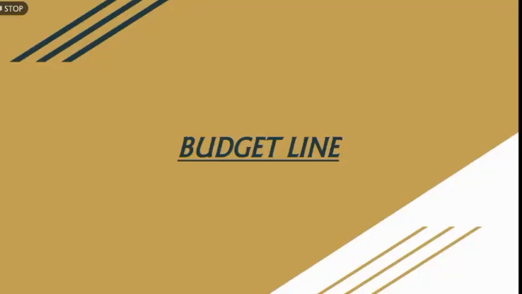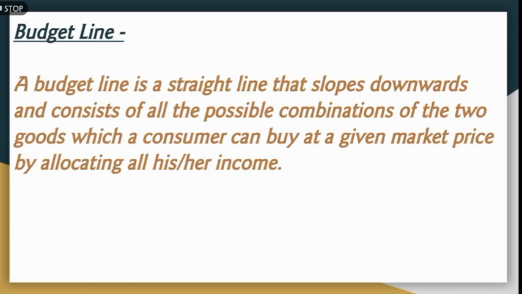Hello students, as we have already seen the concept of indifference curve, now it is time to learn something about budget line. The budget line is a straight line that slopes downwards and shows the budget level of a person. There is a limited budget with the consumer, and in that limited budget he needs to purchase different units of commodities. The budget line shows all possible combinations of commodities which a consumer can buy with a given limited income.